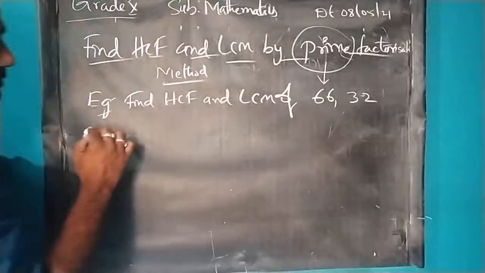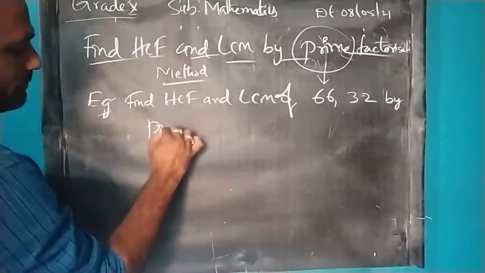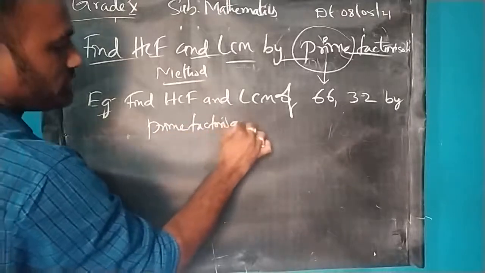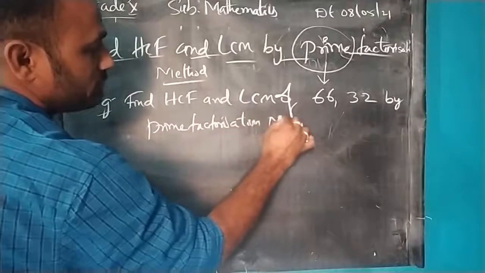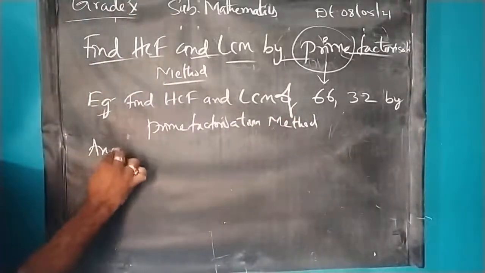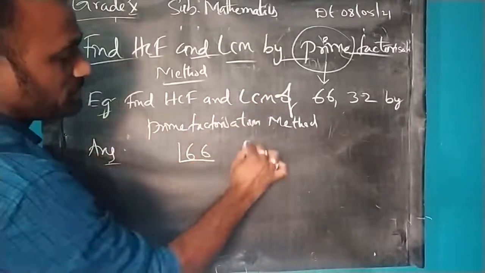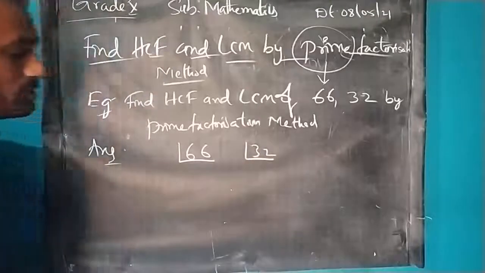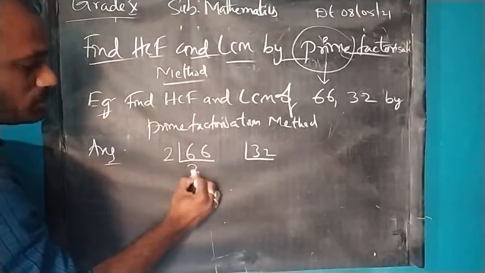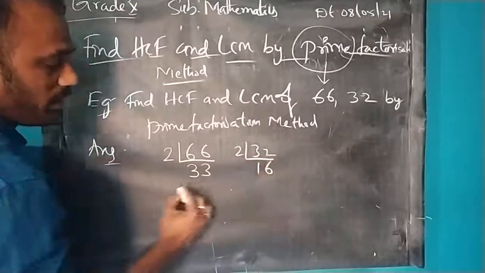So how to do this question? By the prime factorization method. First, write the two given numbers, 66 and 32. Perform only with the prime numbers. We know that it is divisible by 2. Let us say 2 table, 2 33s are 66. 2 table, 2 ones are 2, 6 remains, 2 6s are 12.